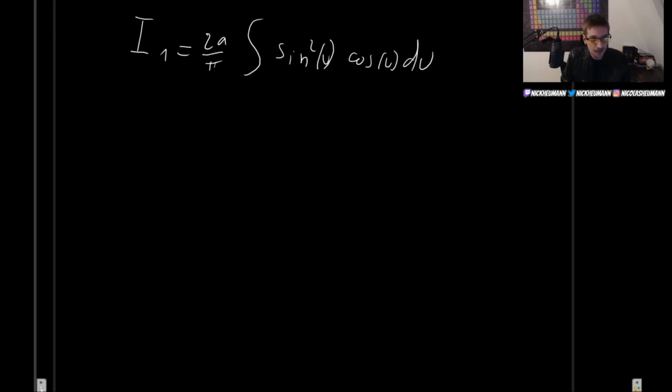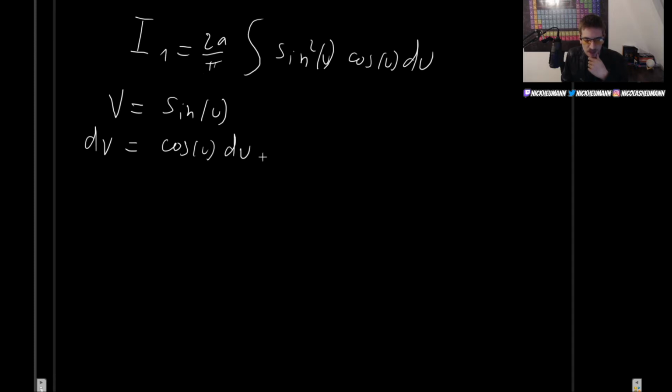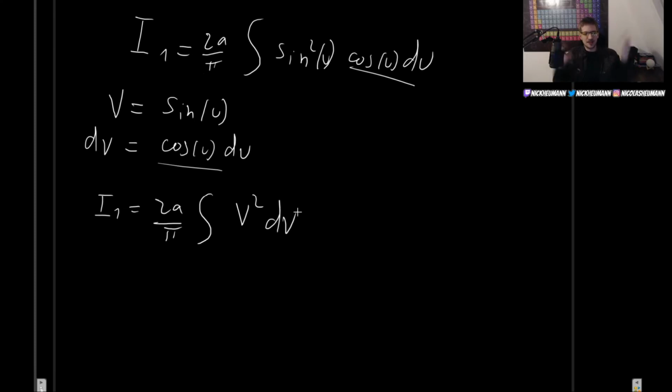But the trick here is to take a look at this and say, oh, you know what? If I differentiate sine, I get cosine. So new substitution, I'm going to use v equal to sine of u. So dv is going to be cosine of u du, and that is precisely what we have right here. So by using this substitution, we get 2a over pi times the integral of v squared dv right away. And that's marvelous.